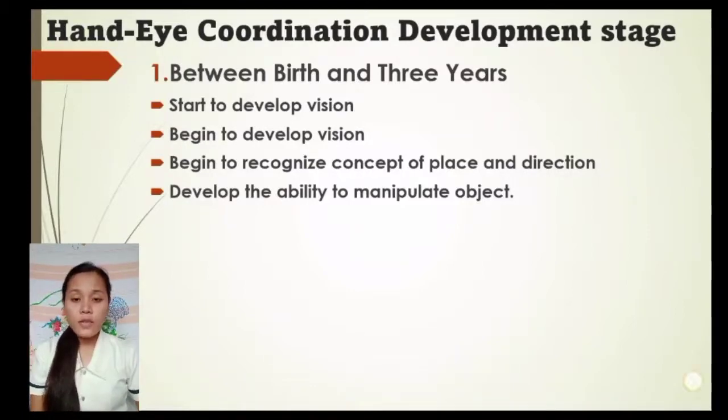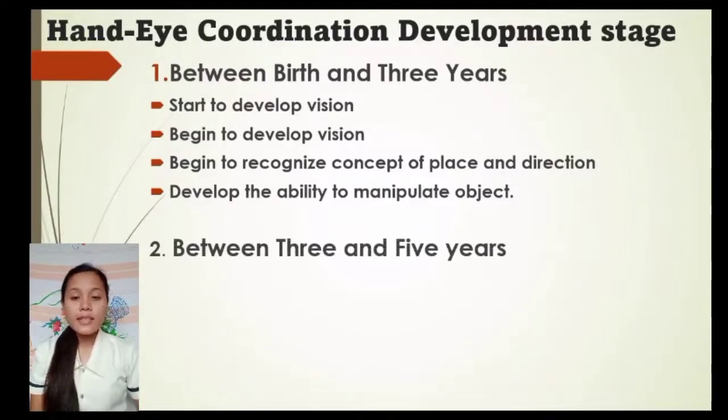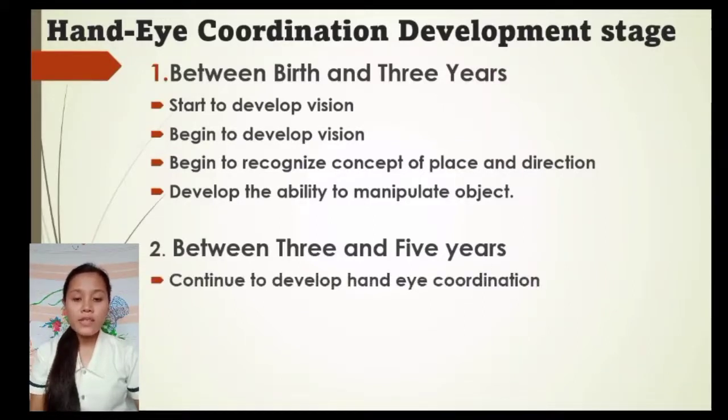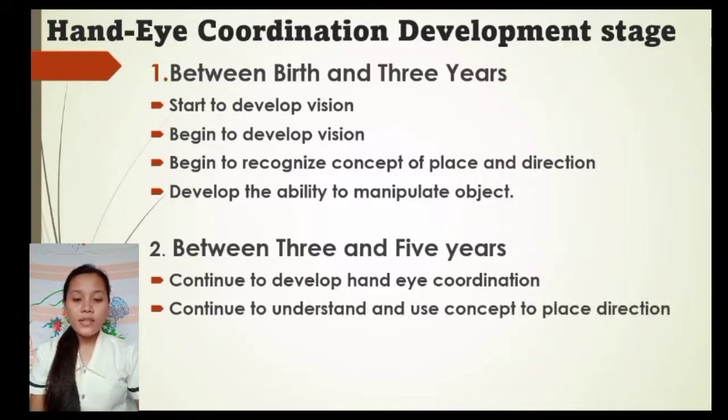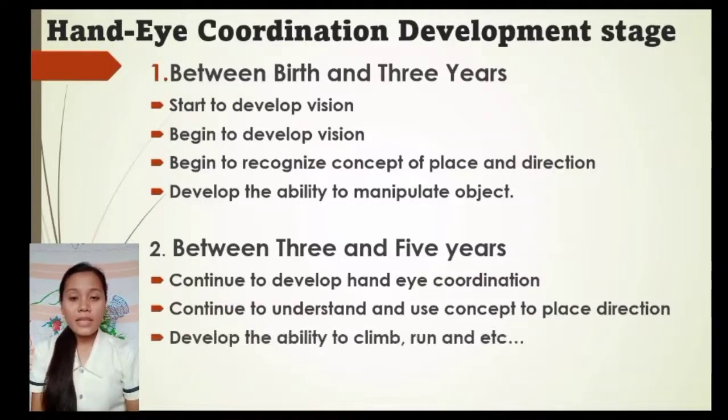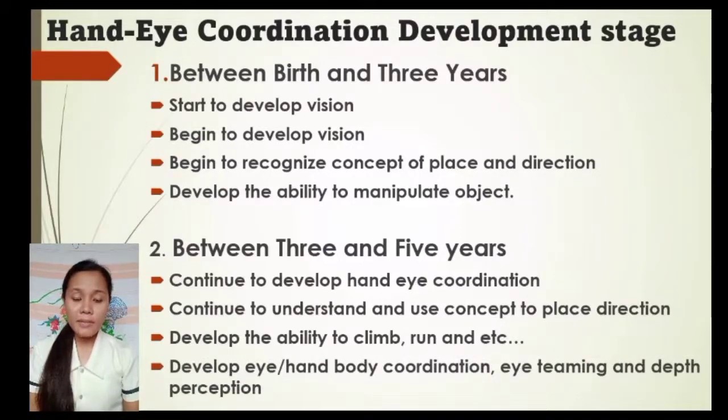The second stage is between 3 and 5 years old. First, the children continue to develop hand-eye coordination skills and a preference for left or right-handedness. Second, they continue to understand the concept of place and direction, such as up and down, under and beside. Third, they develop the ability to climb, run, balance, push and pull, and take the stairs one at a time. Fourth, they develop eye-hand-body coordination, eye tracking, and depth perception.